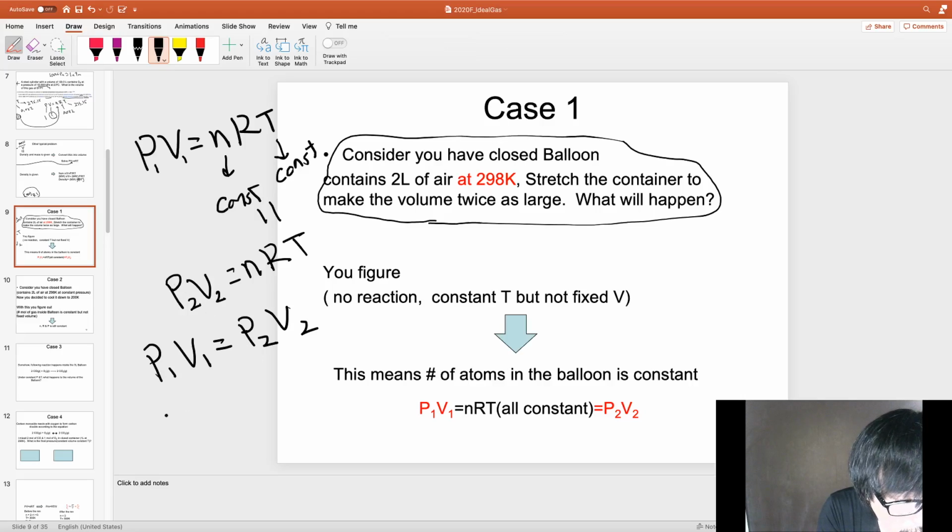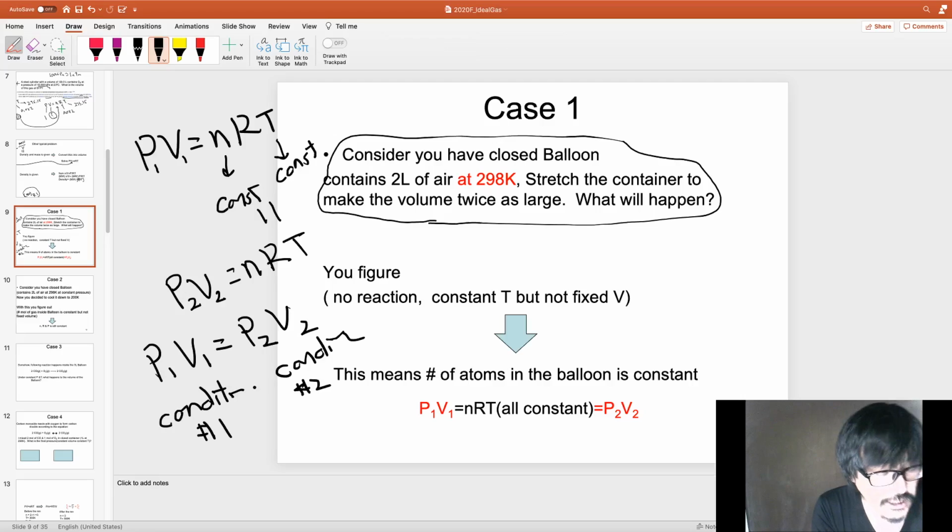So under condition number 1 and condition number 2, the pressure times volume is equal to pressure times volume under different conditions. So you can actually solve this problem now.